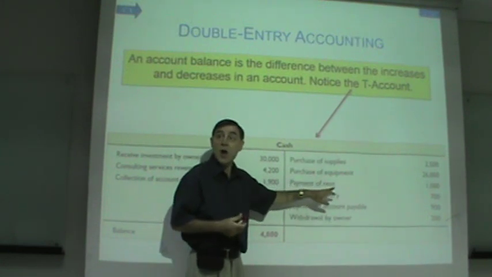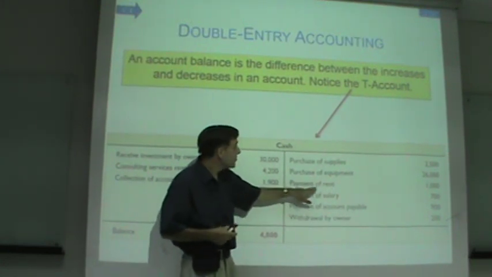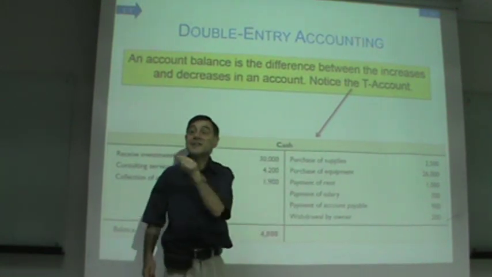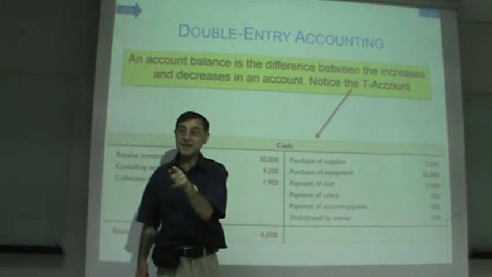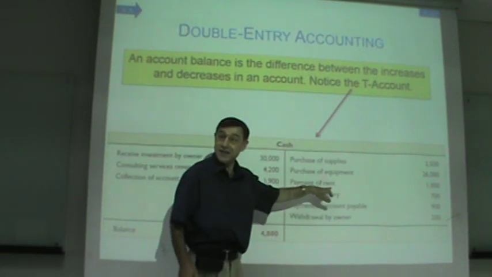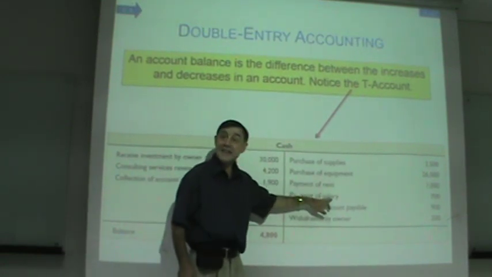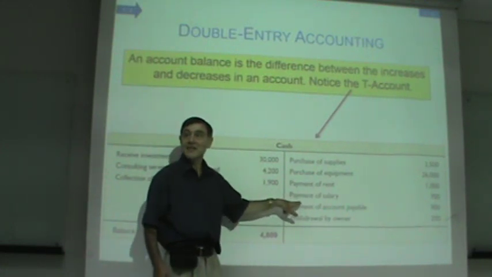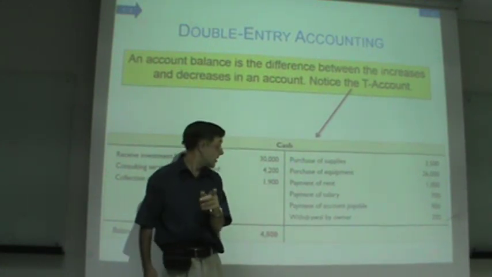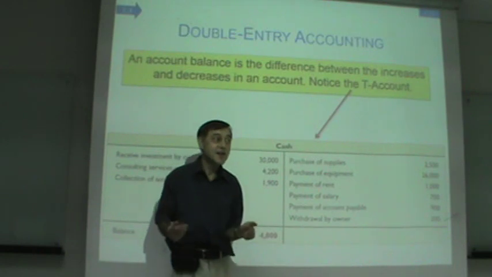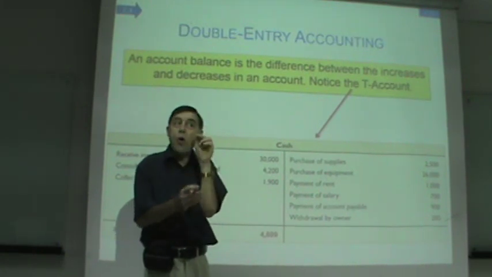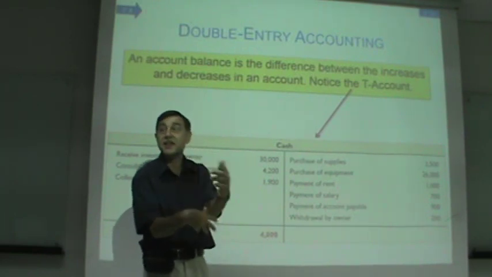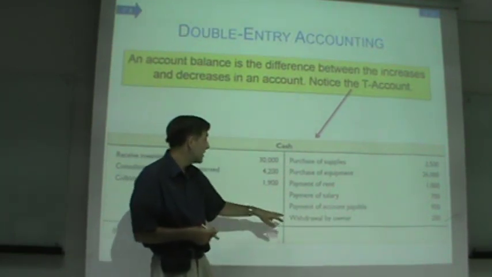Payment of rent, oh, very easy. Credit cash, it's going to be debit rent expense. Rent expense, okay? Here, payment of salary is going to be credit cash, debit salary expense. Okay? That's how easy it is. To make it easy, if you have cash, you always fix the cash first and then the other one is on the other side.